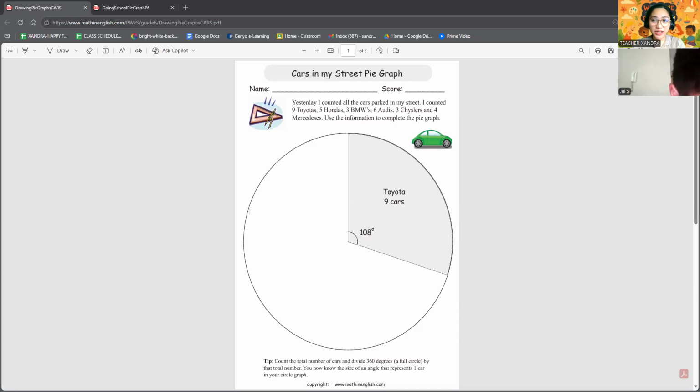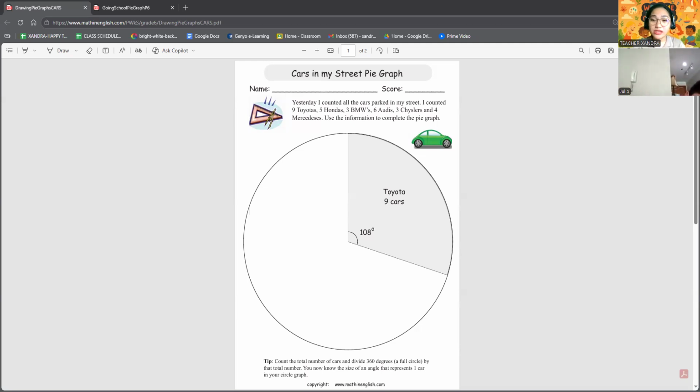Okay, let's start, Julio. So, good afternoon. Today we are continuing our practice, reviewing pie graphs. A pie graph is a circle that shows how a whole group is divided into parts. Each slice of the circle represents a group, and the size of the slice tells us how big or small the group is compared to the whole.